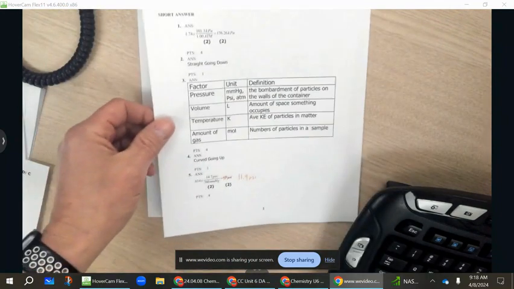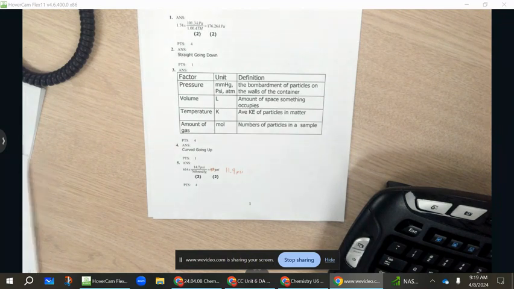Okay, and then finally, ladies and gentlemen, version C. Should have had 176 kPa for number 1. The graph should have been straight and going down in number 2. The graph should have been curved and going up in number 4. And your pressure in number 5 should have been 11.9 psi. Questions on any of those?